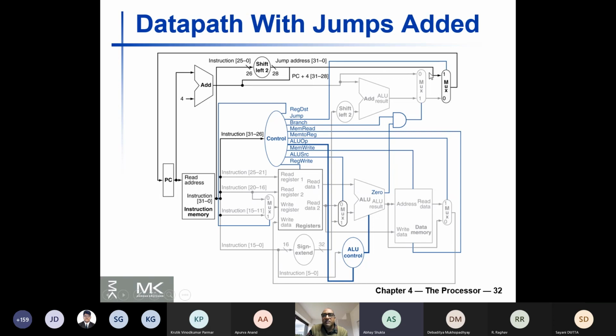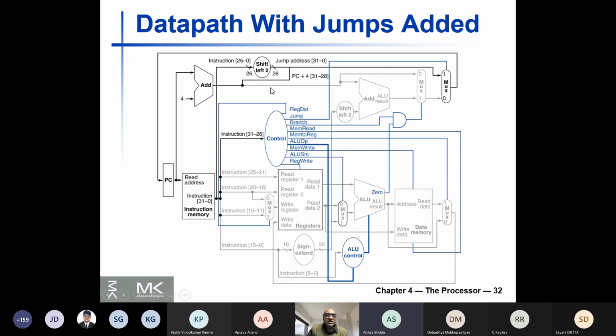Now this jump address will be given as input to another multiplexer, because here there are possibilities. Earlier, without the jump address, there were 2 possibilities: either PC plus 4, or the branch address if it is a branch instruction. This is the circuitry for feeding the PC, deciding what the next address will be. And now we have one more possibility, that is a jump instruction. In case of a jump instruction, the PC has to be loaded with something different from these 2 addresses. It is neither PC plus 4 nor the branch address.